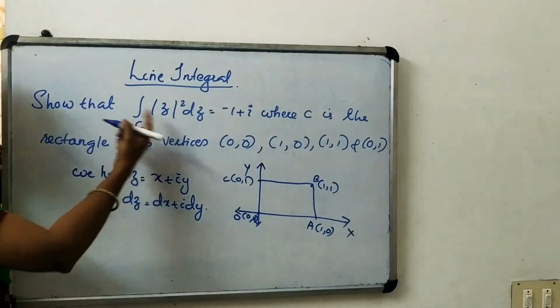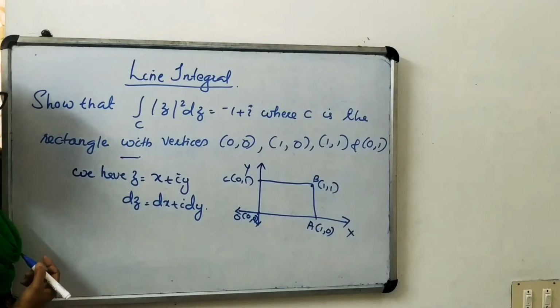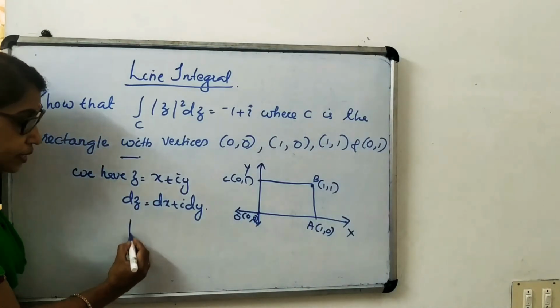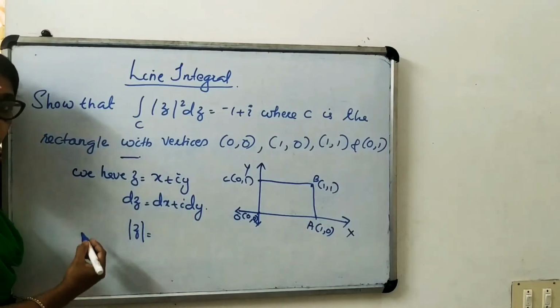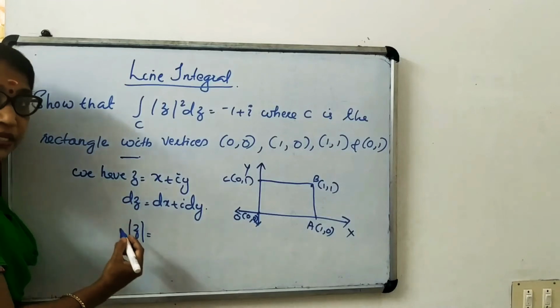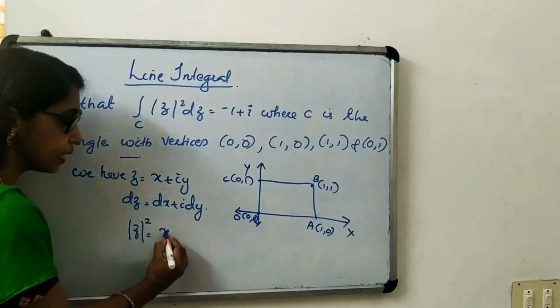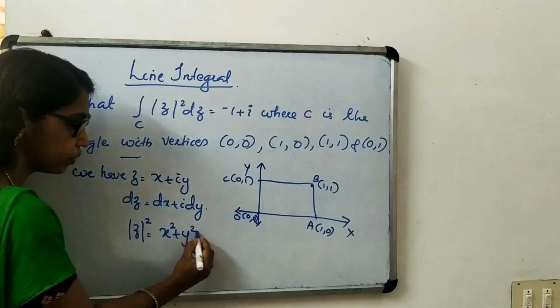Now what is mod z square? That also we have to write. What is mod z? Mod z is equal to root of x square plus y square, and modulus of z square is x square plus y square.